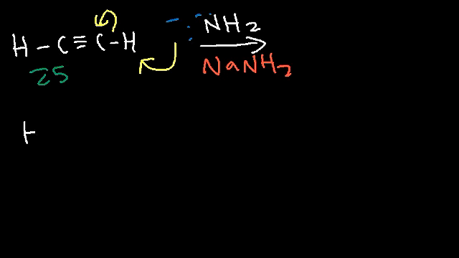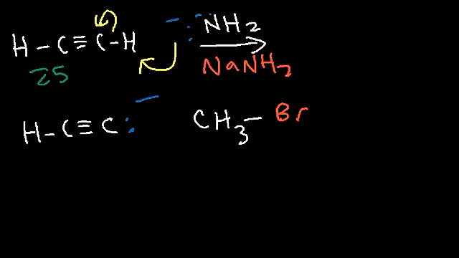So once we remove the hydrogen, we now have what is known as an acetylide ion. And whenever carbon has a negative charge, it's relatively nucleophilic. And so we can react it with an alkyl halide. Because bromine is more electronegative than carbon, it pulls the electrons toward itself. And so bromine has a partial negative charge, and therefore carbon has a partial positive charge.